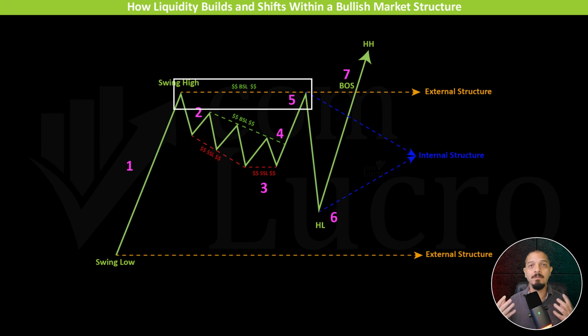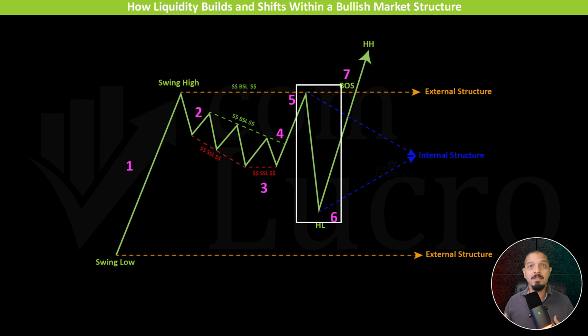Number 5. Double top, still inside the internal structure. Price reaches the region of the swing high but stops right there, forming a double top. This creates another zone of buy-side liquidity above the equal highs, fuel for a future move. Number 6. Pull back to sweep liquidity below the double bottom. From the double top, price retraces downward again.